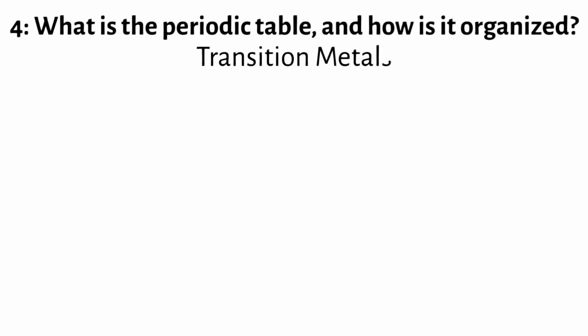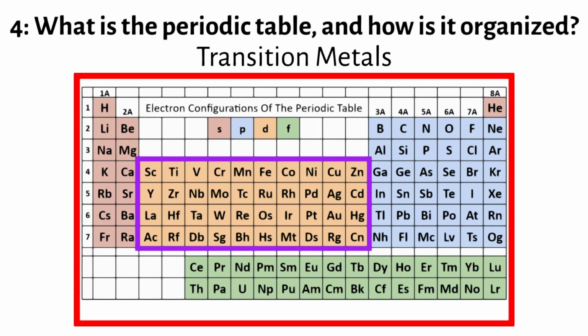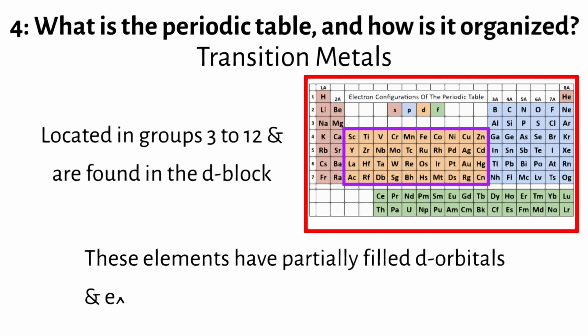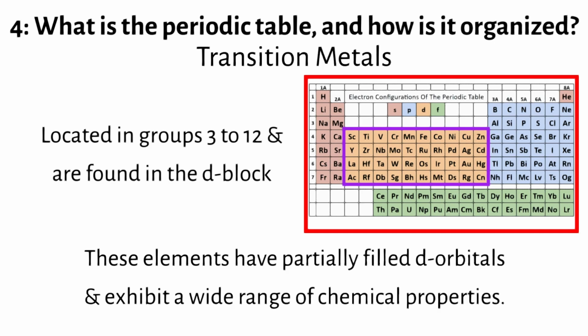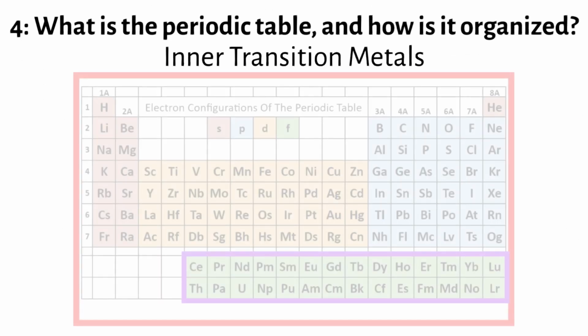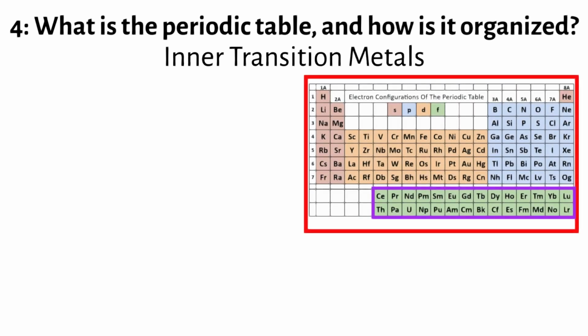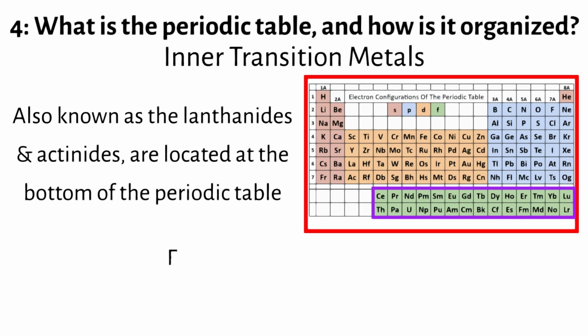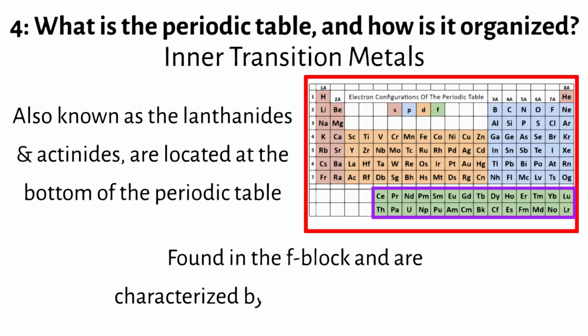The transition metals are located in groups 3 to 12 and are found in the D block. These elements have partially filled d orbitals and exhibit a wide range of chemical properties. The inner transition metals, also known as the lanthanides and actinides, are located in the bottom of the periodic table. They are found in the F block and are characterized by the filling of f orbitals.